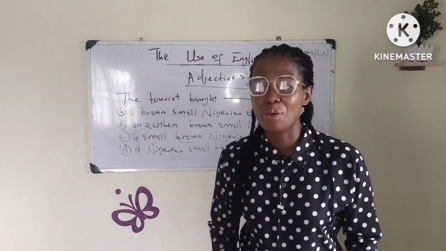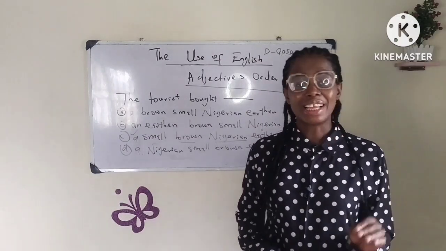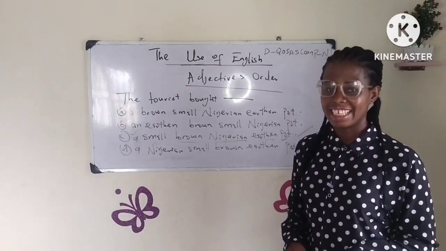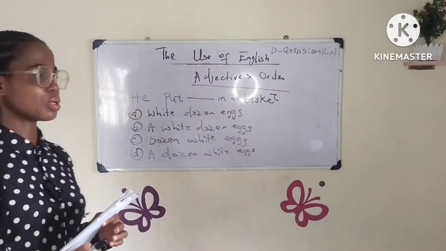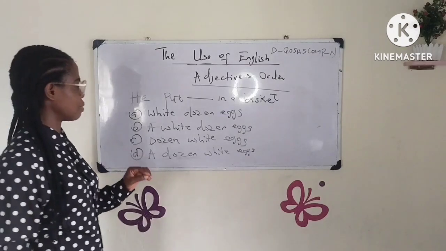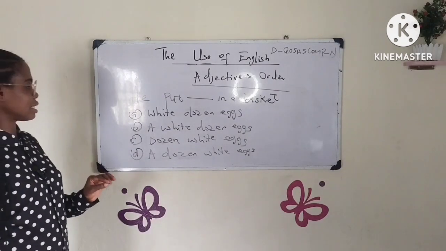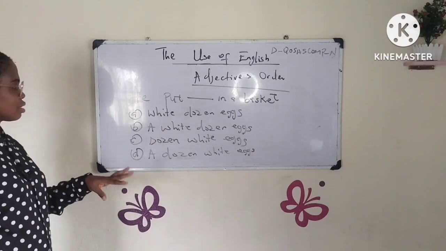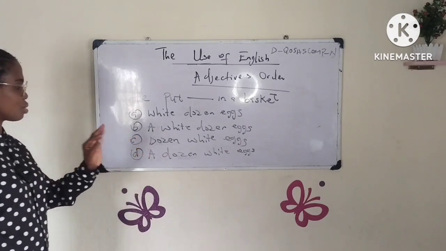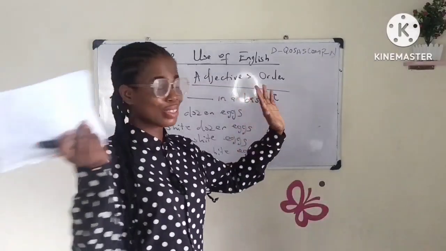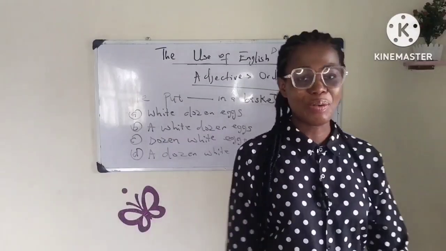Now let's answer one more question from the past questions, still on adjectives order. Let's do the next one. We have: He put dash in a basket. We have a dozen white eggs, a white dozen white eggs, a dozen white eggs. Now to answer this question, what should we do? Let's go to the cosines comp n.